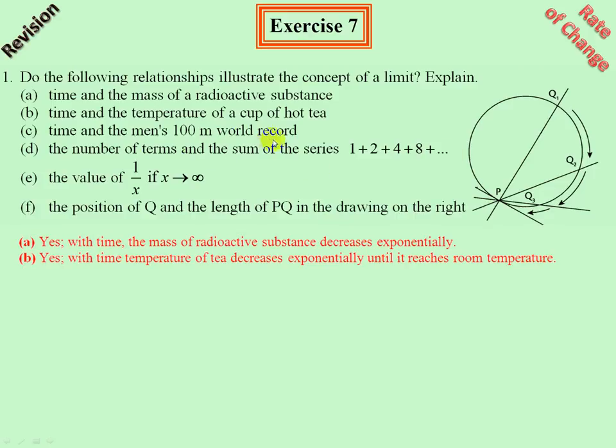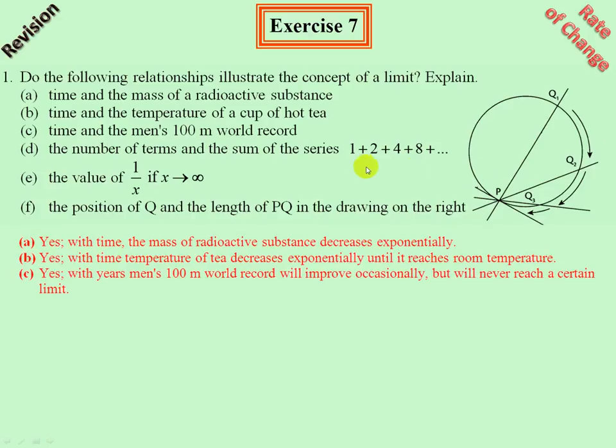Time and the men's 100-meter world record. Certainly. I'll tell you what, if we said, will anybody ever run 1 second for the world 100 meters, I would say no way. So there has to be a limit somewhere. Number of terms in this and the sum of the series. Like there's 1, then you add, you get 3, you add, you get 7, you add, you get 15. Those numbers are getting bigger and bigger, faster and faster. So no, it increases. There's no limit.